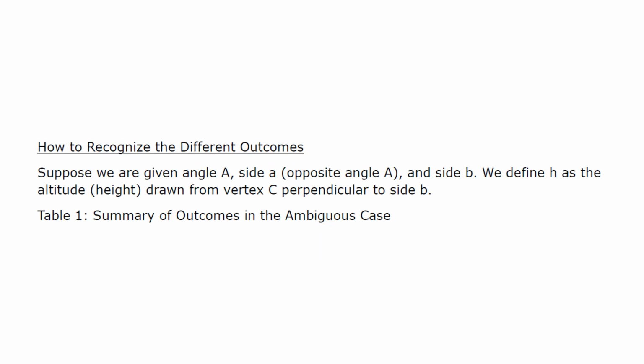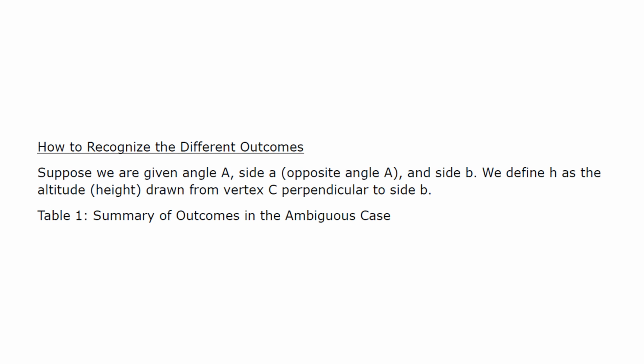So how do you recognize these different outcomes? There are three different outcomes. How could you recognize which one works for which given information? Suppose we're given an angle A, the side lowercase a, which is the side opposite the angle, and a side b. We can define h as the altitude drawn from the vertex C perpendicular to side b.